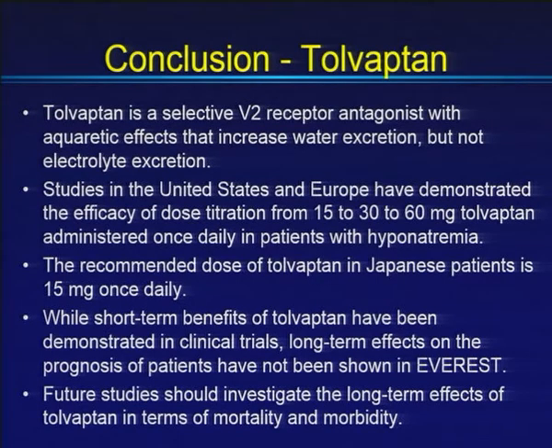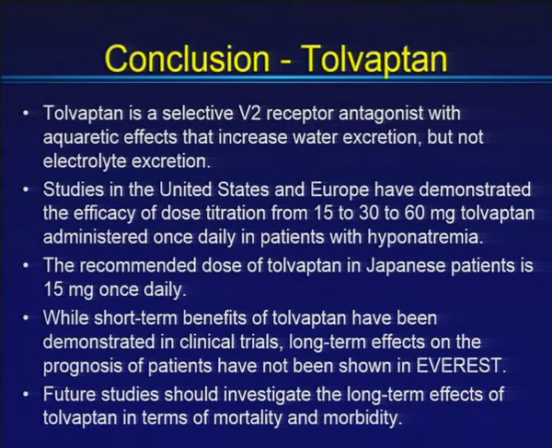So Tolvaptan is a selective V2 receptor antagonist with aquaresis effects, which increase water excretion but not electrolyte excretion. Studies in the United States and Europe, the EVEREST study, demonstrated the efficacy of dose titration from 15 to 30 to 60 milligrams of Tolvaptan administered once daily in patients with hyponatremia. In Japan, the recommended dose is 15 milligrams once daily.